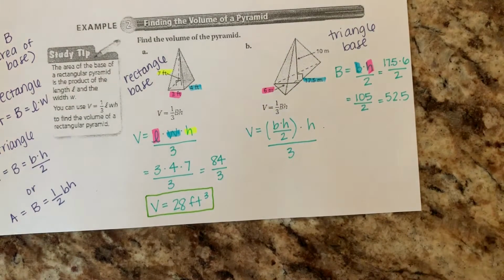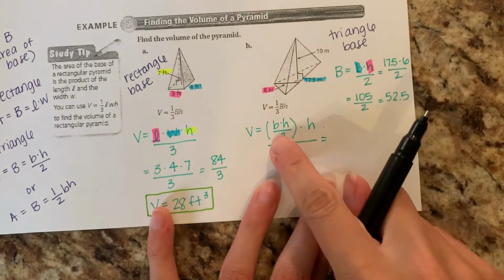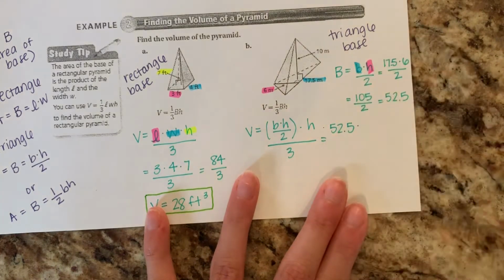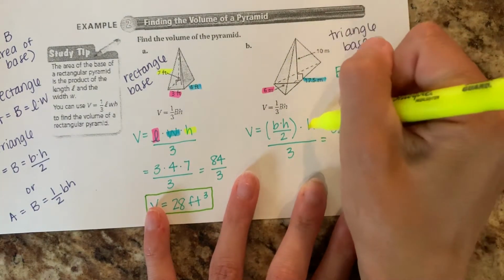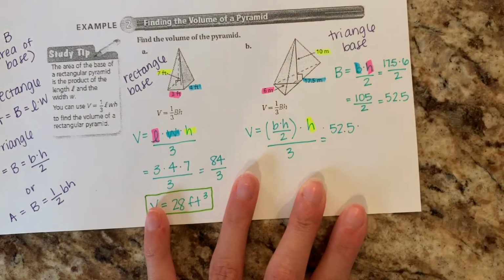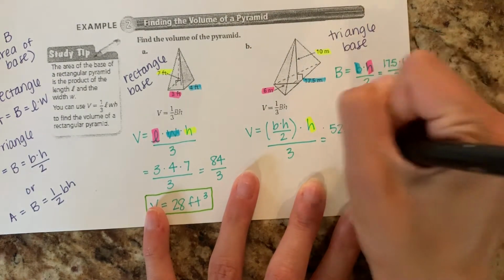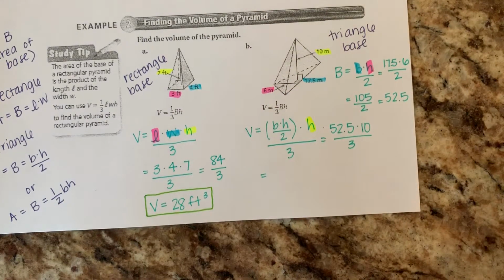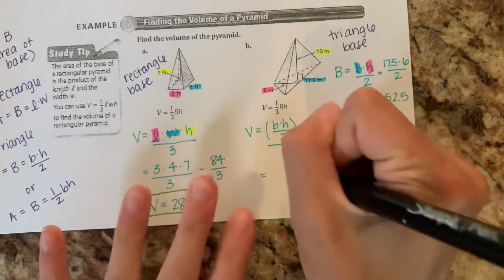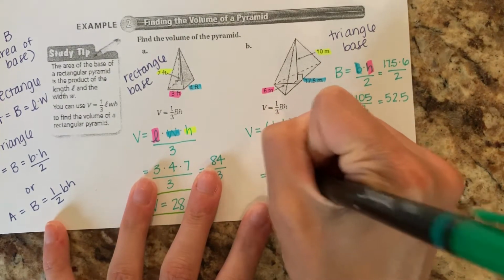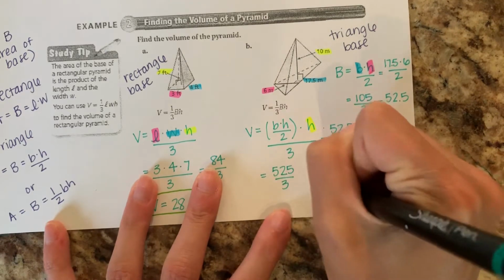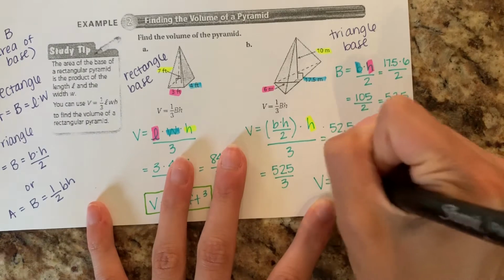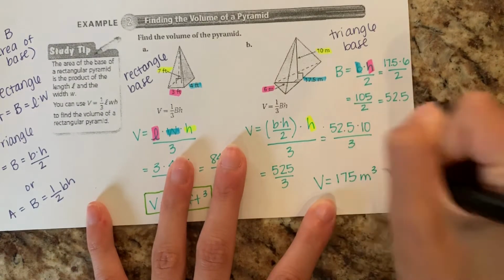So I can go ahead now and fill in the area of the base, capital B, so 52.5 times the height here is the height of our pyramid, so that'd be the 10 meters. And then we'll divide that answer by 3. So 52.5 times 10 is 525, and then we divide that by 3. So the volume of this triangular pyramid is 175 meters cubed.